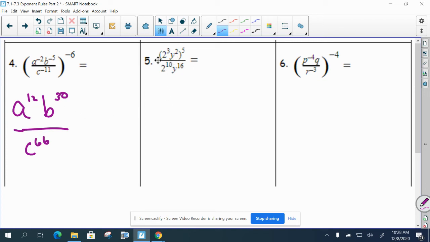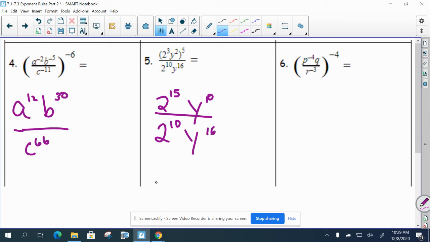All right, number 5. So look up here, number 5, how only the numerator is being raised to the 5th power. The denominator is not part of that 5th power. So we're just going to take the numerator here. So 2 to the 3rd to the 5th is 2 to the 15th. And then y to the 10th, 2 times 5 is 10. And then 2 to the 10th, y to the 16th.